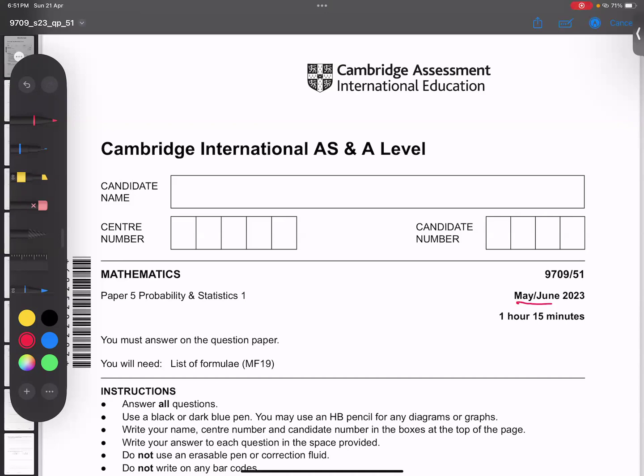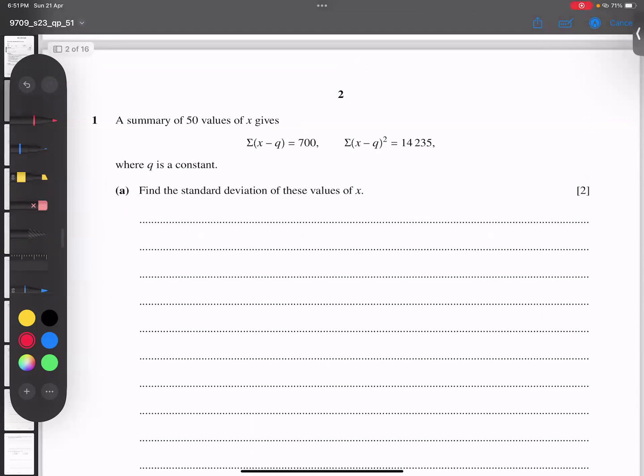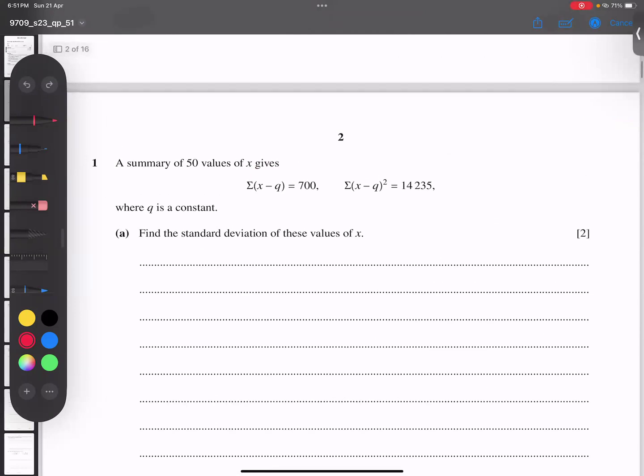This is the June 2023 variant 51 complete paper of Paper 5, Probability and Statistics 1. So question number 1 says what? This is called the coding method when you have this kind of format. So we have a coding method and a formula for the mean. I will write for you the mean formula and the deviation formula.